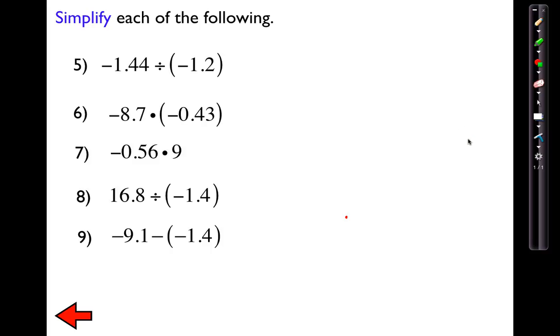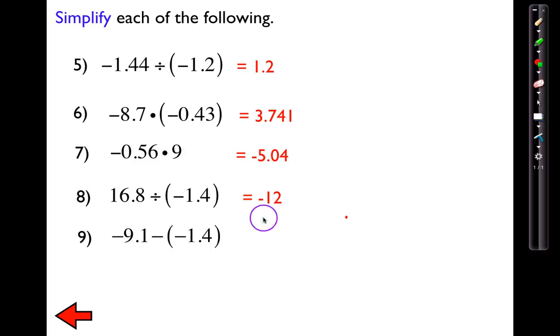Okay, so now we're going to go ahead and review the answers. Please make sure that your answers on your notes match the answers on the screen. For number 5, the quotient is 1 2/10. Number 6, the product is 3 741 thousandths. Number 7, the product is -5 400. Number 8, the quotient is -12.